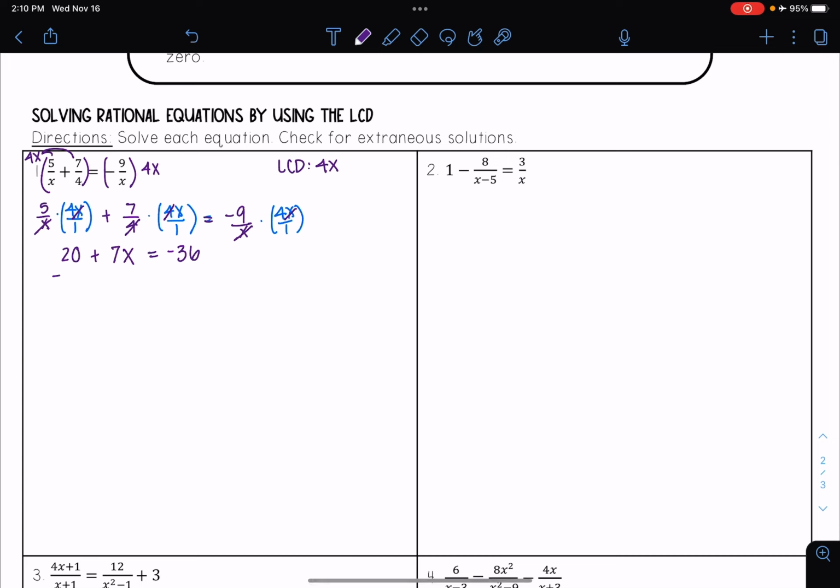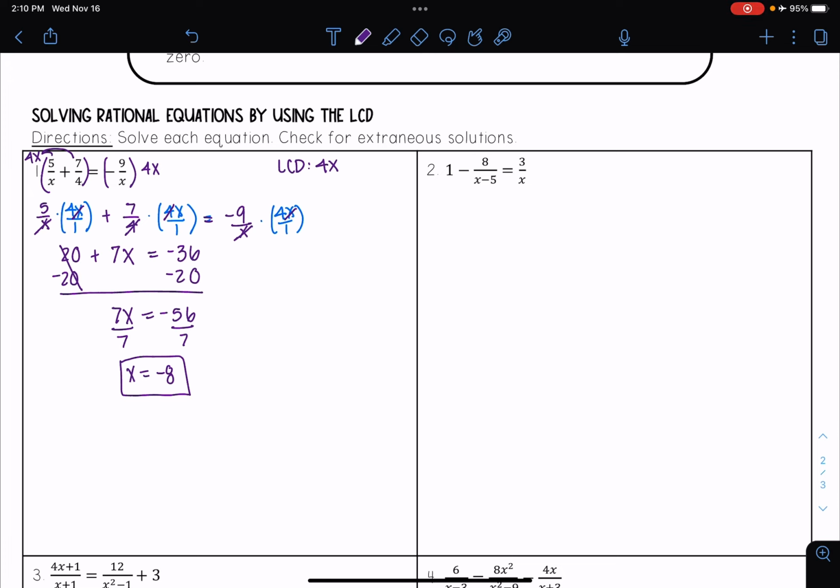I'm going to subtract 20 from both sides, and I get 7x is equal to negative 56. Then divide both sides by 7, and I get that x is equal to negative 8. If I plug in x equals negative 8, I don't have a denominator equal to 0, so I am good here.